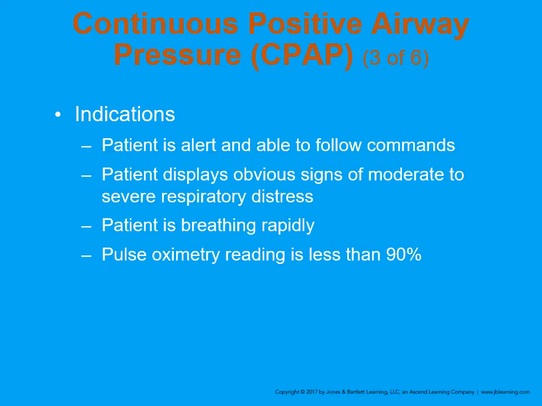Indications for CPAP: the patient is alert and able to follow commands. The patient displays obvious signs of moderate to severe respiratory distress from a condition such as pulmonary edema or obstructive pulmonary disease, for example COPD. The patient is breathing rapidly, such that it affects overall minute volume, greater than 26 breaths a minute. Pulse oximetry is reading less than 90.